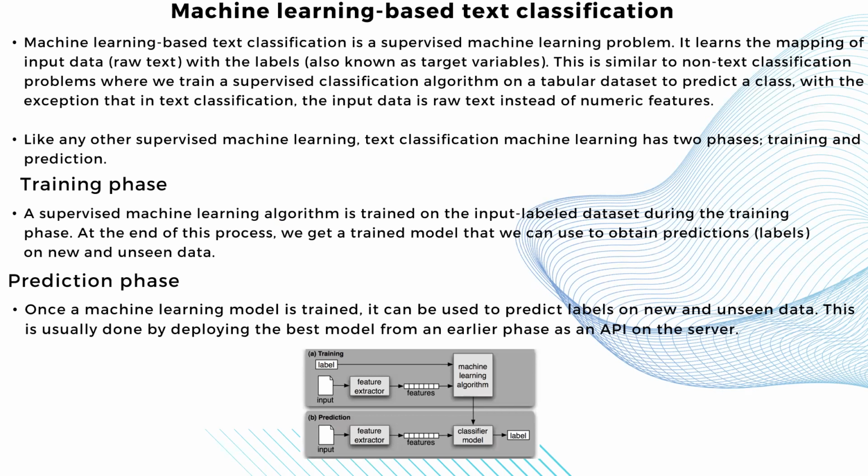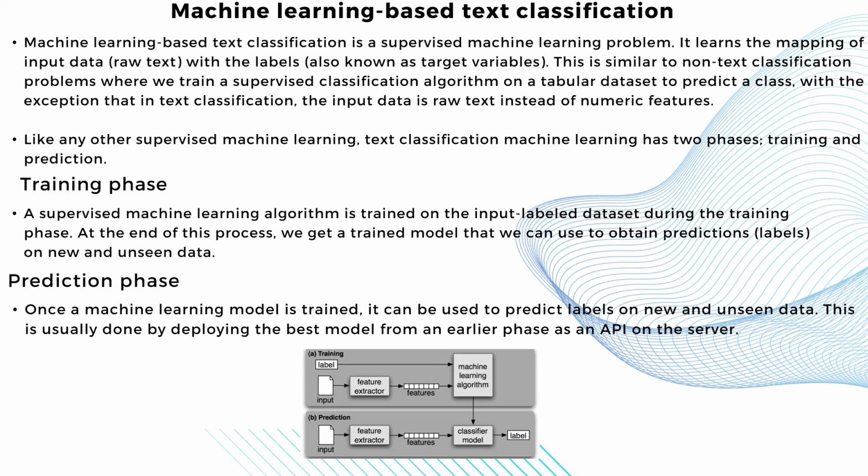Now, the other one is machine learning based text classification. Machine learning based text classification is a supervised machine learning problem. It learns the mapping of input data, that is raw text, with the labels, also known as target variables. This is similar to non-text classification problems where we train a supervised classification algorithm on a tabular dataset to predict a class, with the exception that in text classification, the input data is raw text instead of numeric features.